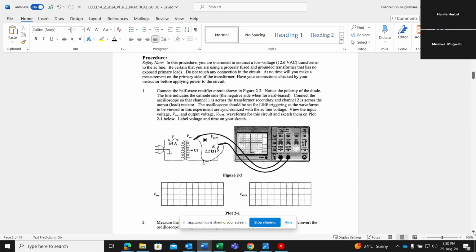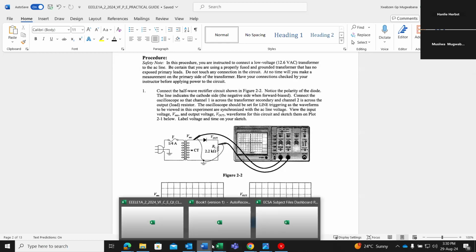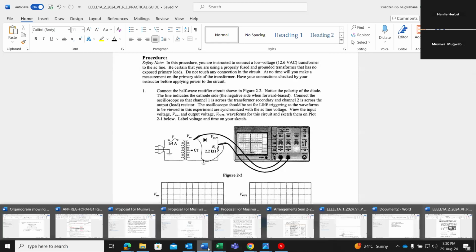You will see that with these, you have CT, which means center tap. Like I said, in the lab, you have a center tap transformer. When you connect with this center tap, you are going to connect in this way.